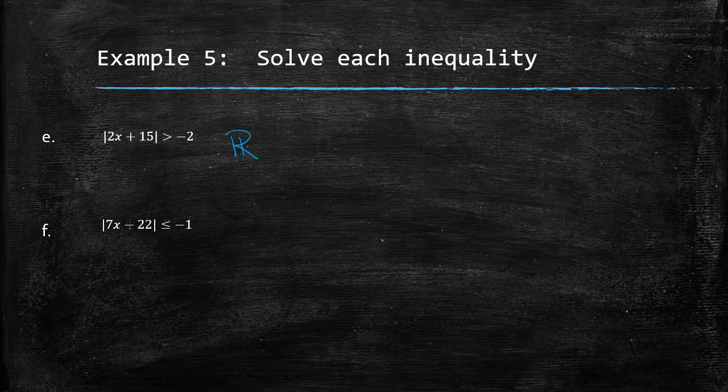Part F, we have the absolute value of 7x minus 22 is less than a negative. When is the absolute value of a number going to be less than a negative? Okay, so the answer is never, right? The absolute value of a number can never be less than a negative. So here the answer is no solution.